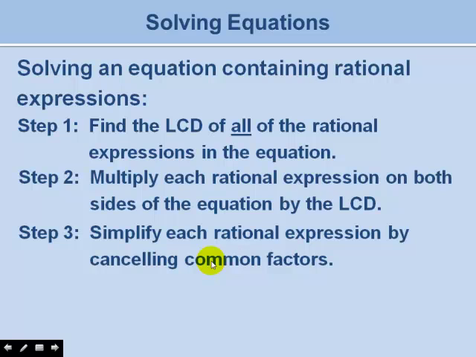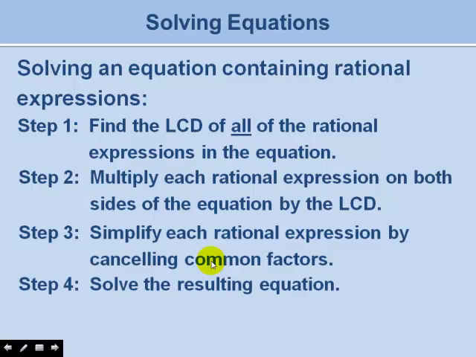The advantage to using this method for solving equations is that when you multiply all those rational expressions by the LCD, that means you'll be able to cancel factors from the LCD with factors in the denominator of each rational expression, and it will actually clear out all of your fractions. So once you've done that, you should end up with an equation that has no rational expressions left in it, and you can just go ahead and solve it.